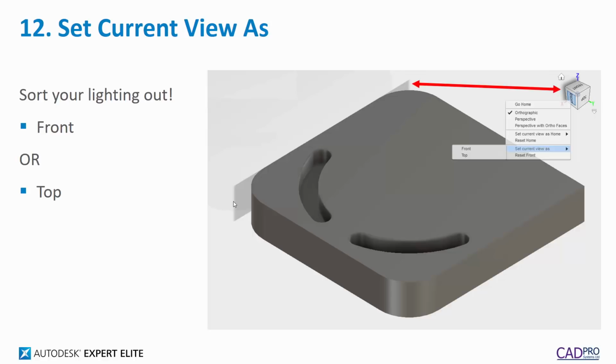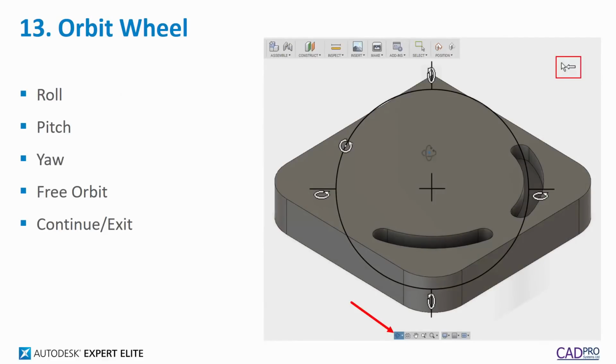Okay. The orbit wheel, again another fundamental user interface element that is often misunderstood. It's hard to see inside Fusion, unfortunately. I've made it a lot clearer in this graphic, but there's a circle and some axes and crosshairs. So if you select either of the vertical lines, then the model will rotate around the horizontal axis. The horizontal lines will rotate around the vertical axis.